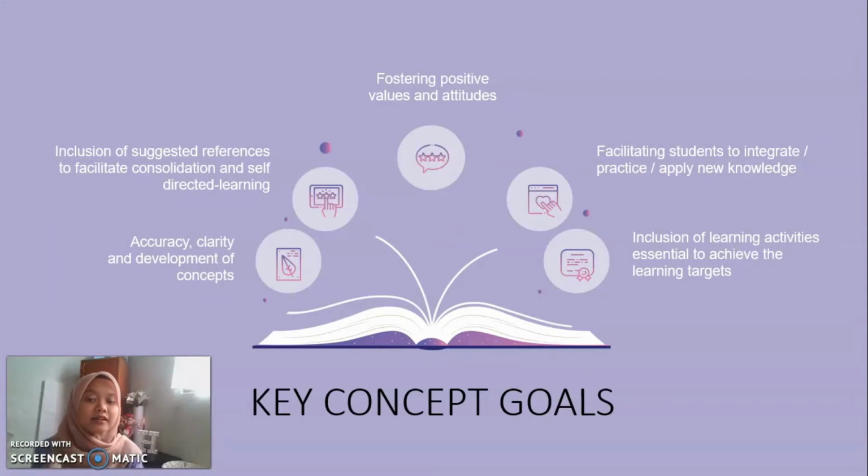So there are key concept goals, which there are 5. The first one is accuracy, clarity, and development of concept. The second is inclusion of suggested reference to facilitate consolidation and self-directed learning. The third one is fostering positive value and attitude. The fourth one is facilitating students to integrate, practice, or apply new knowledge. And the fifth one is the inclusion of learning activities essential to achieve the learning target. So let's look at them one by one.